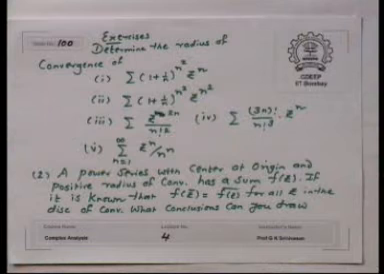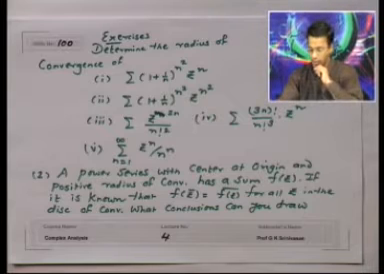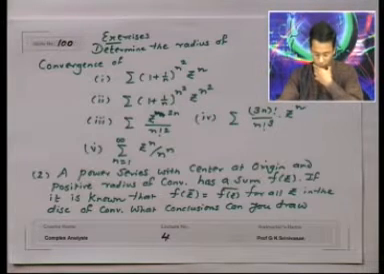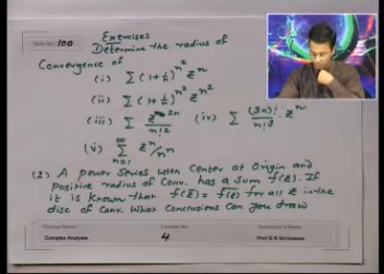Determine the radius of convergence of these power series. 1 plus 1 over n to the power n squared, z to the power n. 1 plus 1 over n to the power n squared, z to the power n squared. Third one is sigma z to the power 2n upon n factorial squared. And the fourth one is 3n factorial divided by n factorial cube into z to the power n. And the fifth one is z to the power n divided by n to the power n.